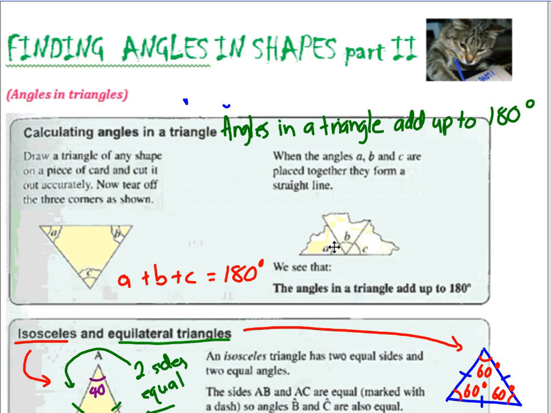And then if you place those three corners next to each other like this, point to point, and laid them out like this, when you put them together, you would find they form a straight line, which means that these three angles must add up to 180 degrees, because angles which form a straight line add up to 180 degrees. So as I said, the main thing is angles in a triangle add up to 180 degrees. Again, you'll be using algebra. So for example, A plus B plus C equals 180 is a way you could express it using algebra.